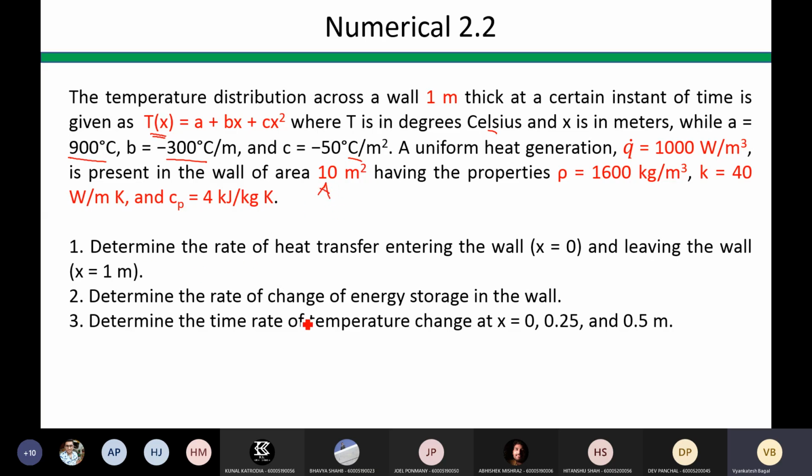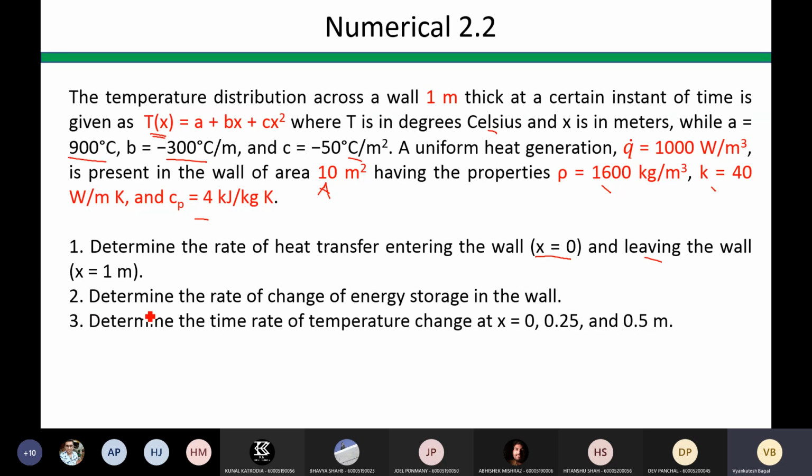The heat transfer area is given as 10 meter square, and the properties of the wall material are given. Density is 1600 kg per meter cube, thermal conductivity is 40 watt per meter K, and the specific heat Cp is 4 kilojoule per kg K. Clear? Your job is to determine the rate of heat transfer entering the wall. Entering the wall means at x equal to 0, if you are using the coordinate system the way we discussed previously, and leaving the wall at x equal to 1.